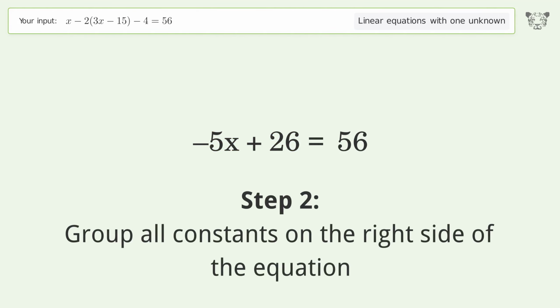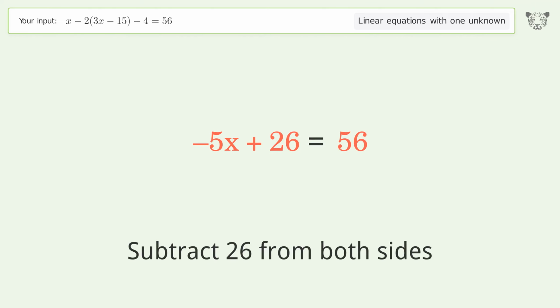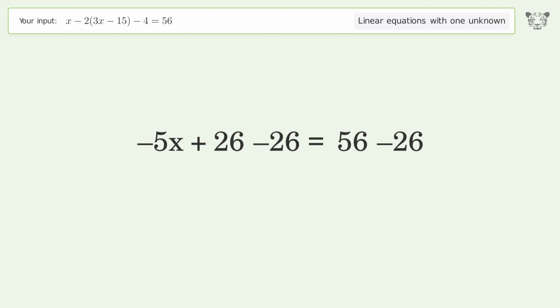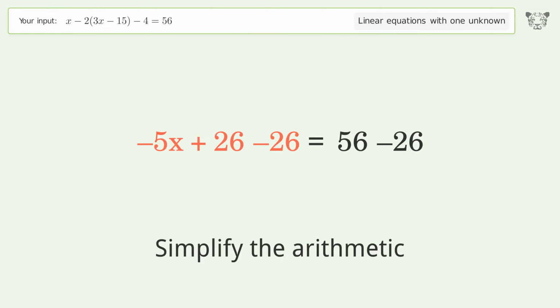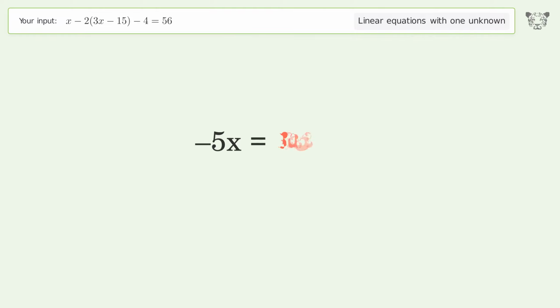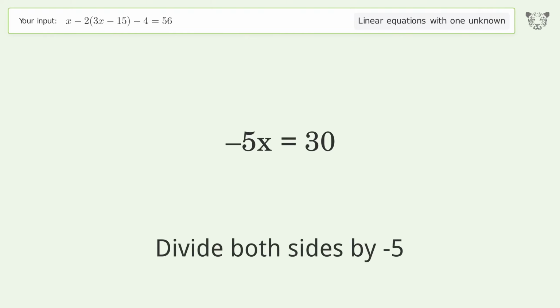Group all constants on the right side of the equation. Subtract 26 from both sides. Simplify the arithmetic. Isolate the x. Divide both sides by -5.